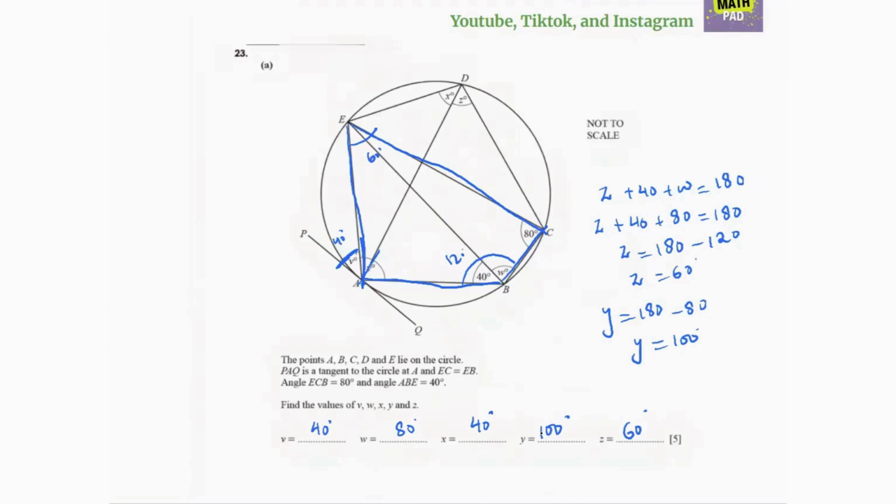As you can see, we had to apply cyclic quadrilateral 2 times, alternate segment theorem 2 times on the different shapes that are in the circle to figure out the missing angles. So by far, I think this was the most confusing question that I've seen in the past paper questions. Otherwise, they're quite straightforward. They don't make you apply cyclic quadrilaterals or alternate segment theorems twice in most cases.